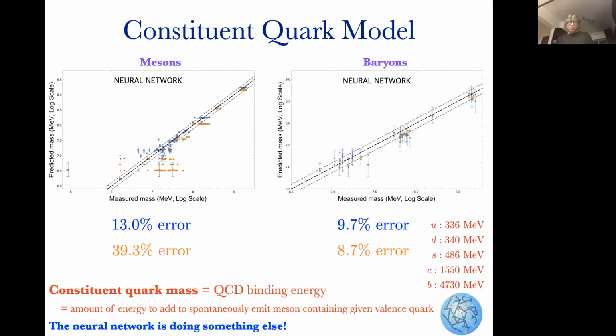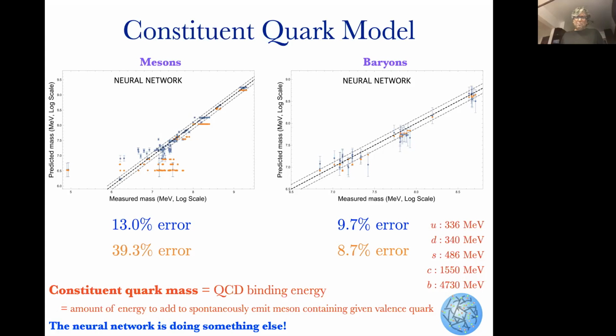Okay, the orange dots correspond to what's called the constituent quark model. The constituent quark model computes the QCD binding energy of a particle. It's the amount of energy you need to add in order to spontaneously emit a meson containing a given valence quark. The constituent quark model essentially assigns an effective mass to each of the species of quarks we encounter, and you just add them up basically in order to get the prediction of the constituent quark model for the mass of these mesonic and baryonic excitations.